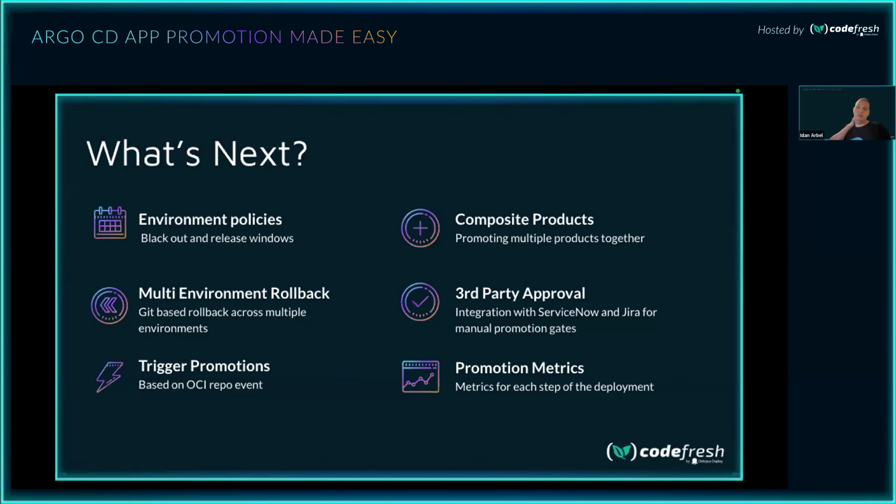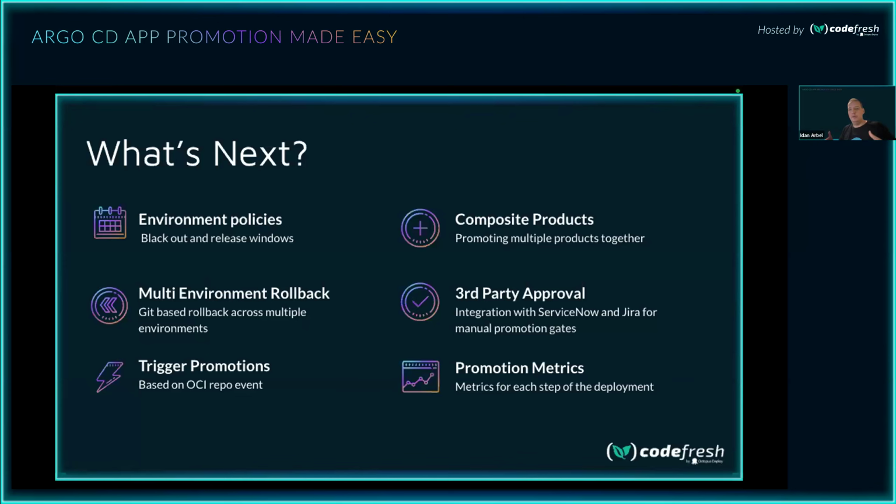Trigger promotions. So right now, a promotion is triggered by a commit event, but we want to trigger the promotions based on OCI repo events as well. So whenever you deploy a new chart version or a new image artifact, that will trigger, and we will handle essentially the first commit to the first environment and manage all of that for you. Again, the goal here is to remove all the overhead and work that you have to do in custom scripting that you do now.